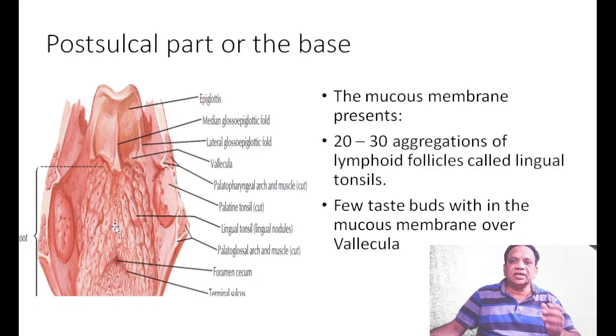The lymphocytes are the blood cells which are causing immunity, and these are called lingual tonsils. So all these lingual tonsils are present on the posterior side. This is what we call 20 to 30 aggregations of lymphoid follicles called lingual tonsils. They are present in the mucous membrane, and a few taste buds are also scattered among them, and also on the valvula, this posterior wall, the roof of the soft palate. Everywhere you will see a small quantity of taste buds, and you can perceive a little taste sense in that area.